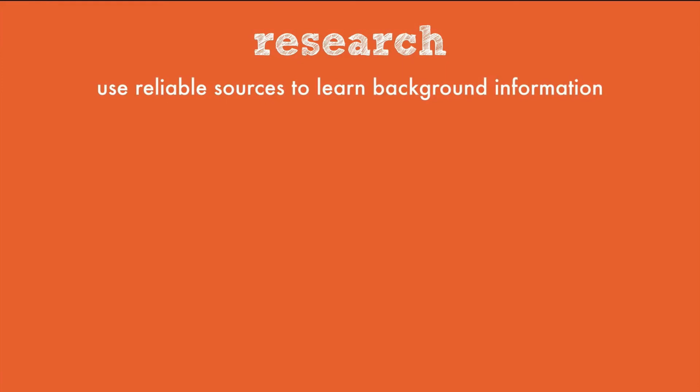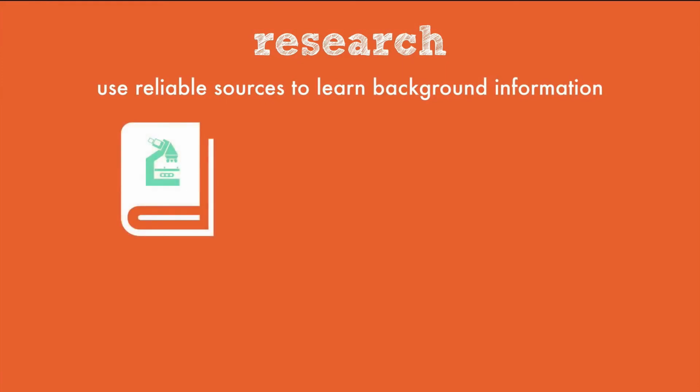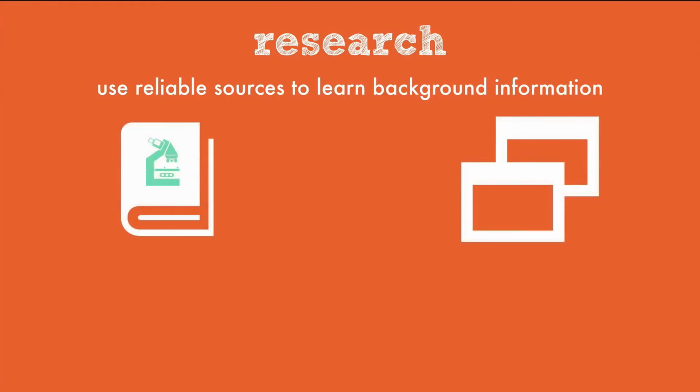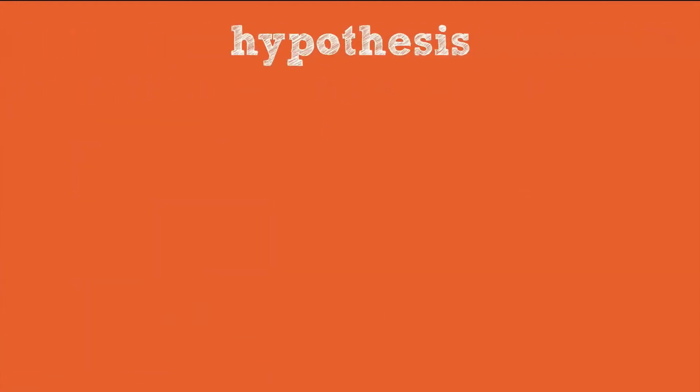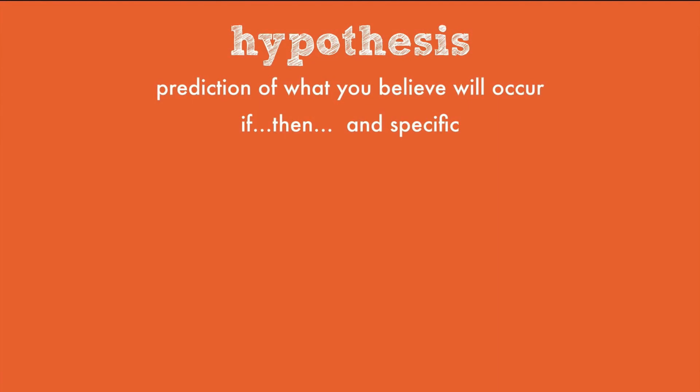Make sure you use reliable sources to learn background information. Scientific journals and online sources that are vetted and trusted are best. Avoid information from blogs and out-of-date textbooks, as the information might not be reliable. Once you have your research completed, you can form your hypothesis, which is a prediction of what you believe will occur. It is often seen as an if-then statement and is very specific.